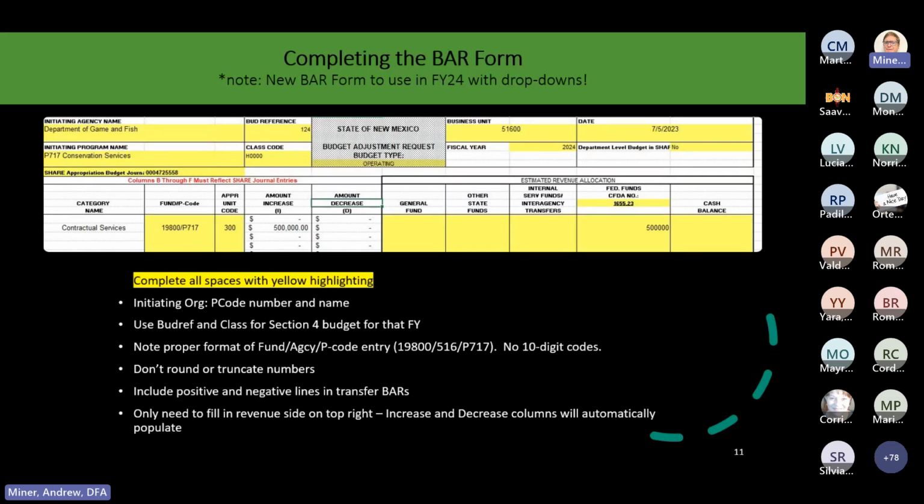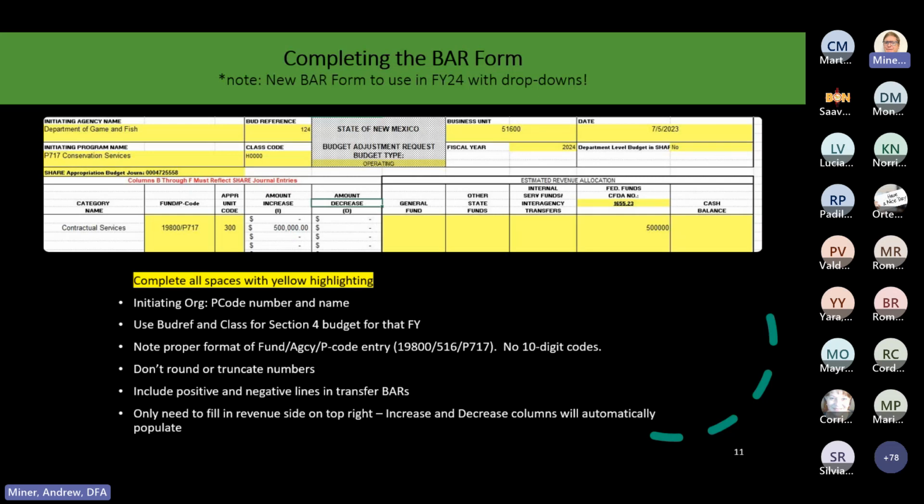We'll be talking more about Bud Ref and class a little bit tomorrow morning, but just know for now that it's the same for everything in Section 4 for a fiscal year. So this year, everything in Section 4 is 124 as your Bud Ref or budget reference, and the class code is H0000. Those stay the same for a year, and then they basically add one number or one letter in class code.